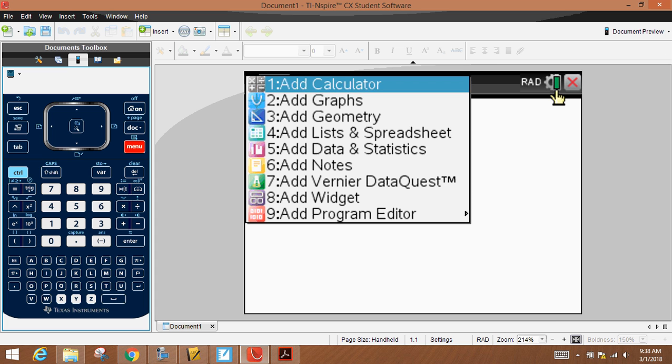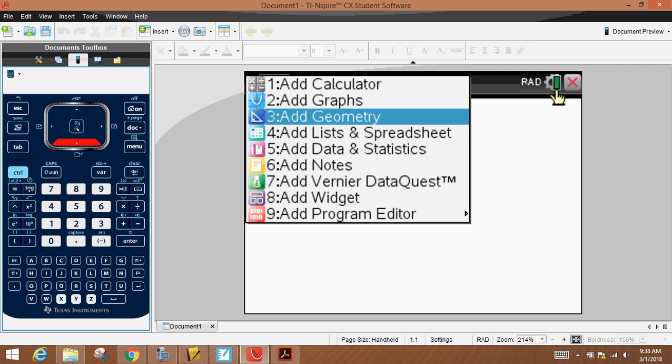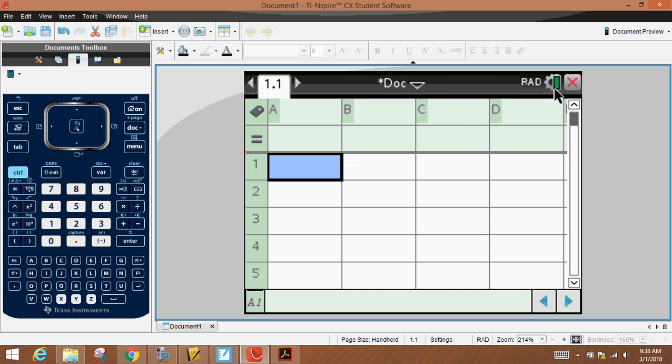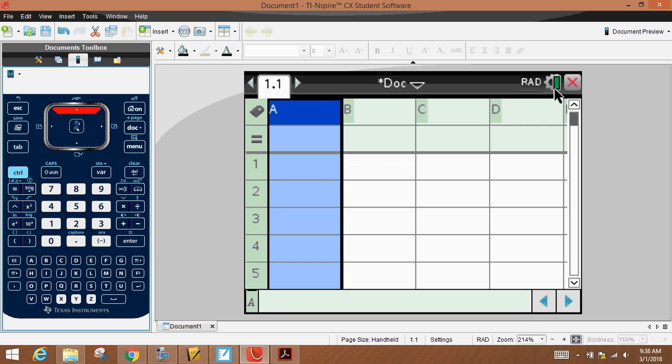Let's go ahead and enter the data. So we're going to do a list and spreadsheet. I'm going to call this sub and hope that that's not a function.